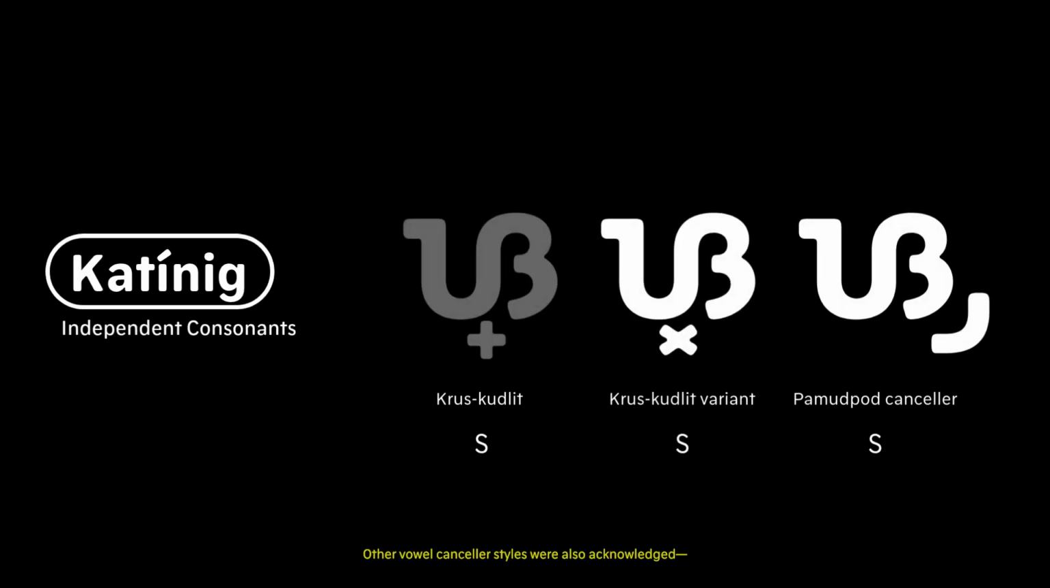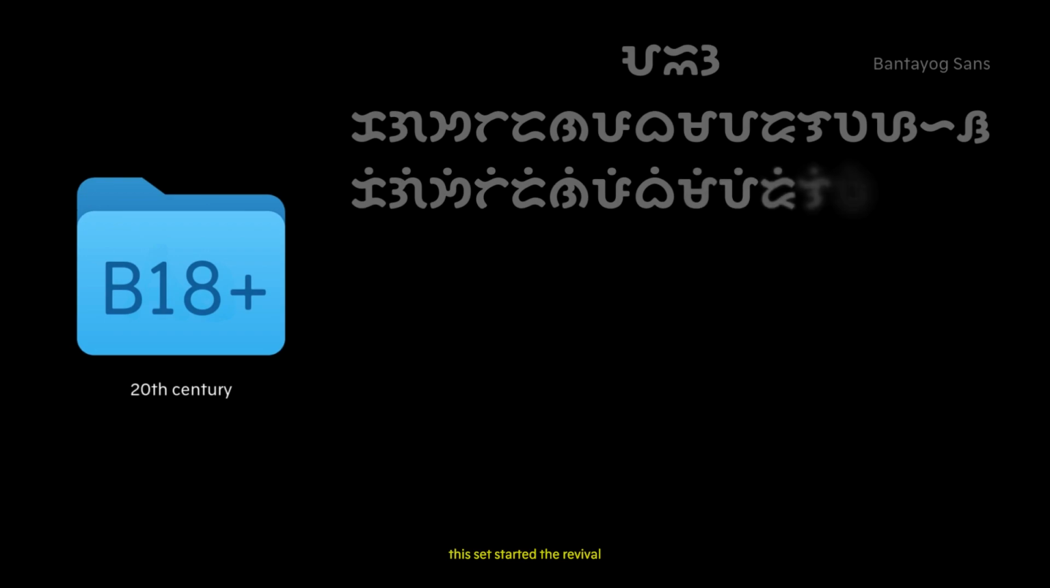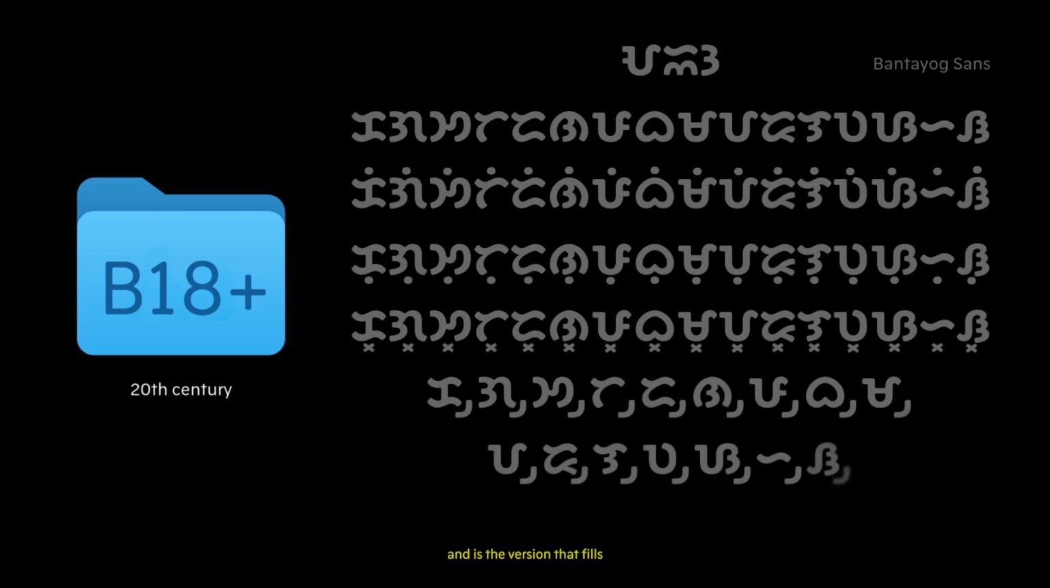Other vowel canceller styles were also acknowledged: the X as a stylistic variant for the cruscudlit, and the Pamudpod vowel canceller, borrowed from the Hanunuo script of the Mangyans. All these marks serve the same purpose, to produce katinig from the vowel-appended characters. Designated as the B18 plus, this set started the revival and suggested modernization of Baybayin around the 20th century, and is the version that fills the latest Unicode 14 Tagalog block updated in 2021.